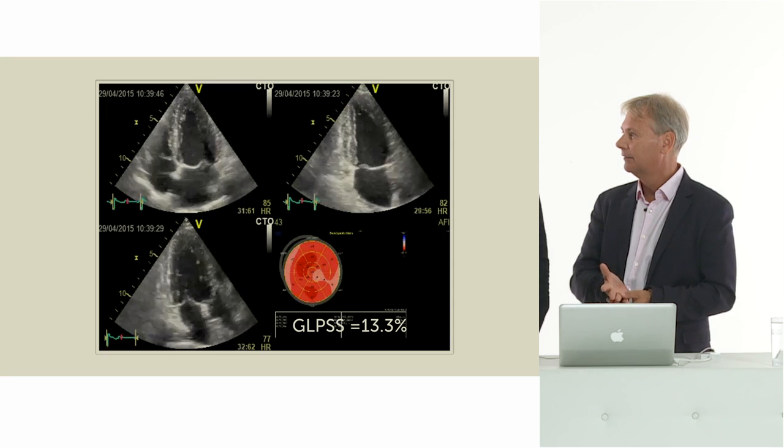Yeah. The funny thing is that the global longitudinal peak systolic strain is new in the guidelines. You can use a systolic parameter to decide about diastolic dysfunction. That's totally new, and it makes clear how tightly they are coupled, systolic and diastolic dysfunction.